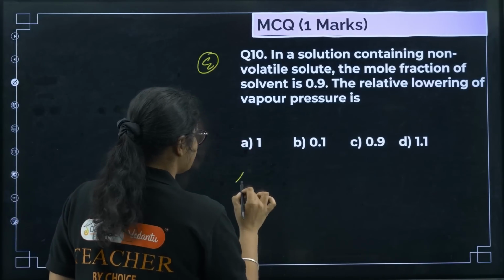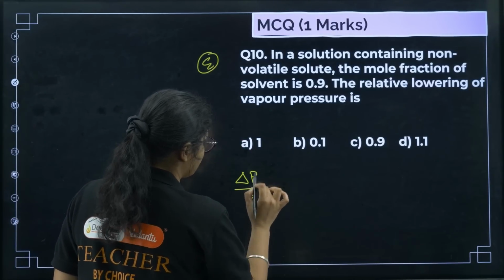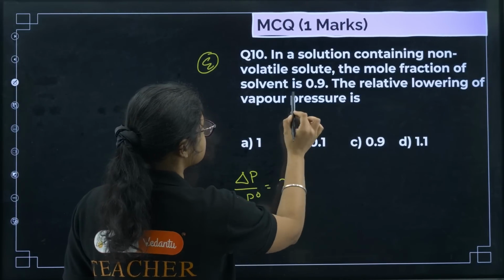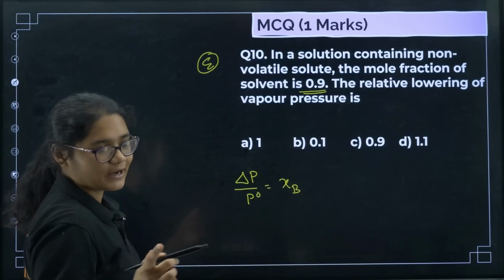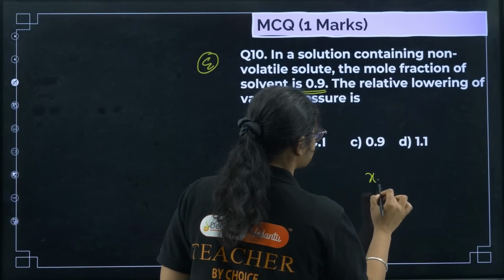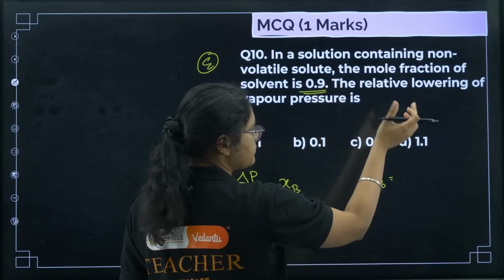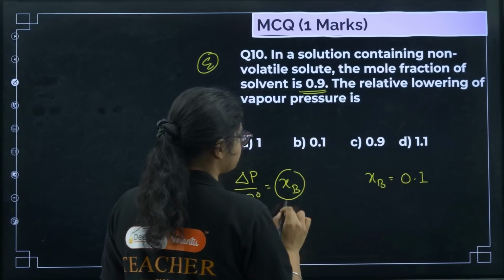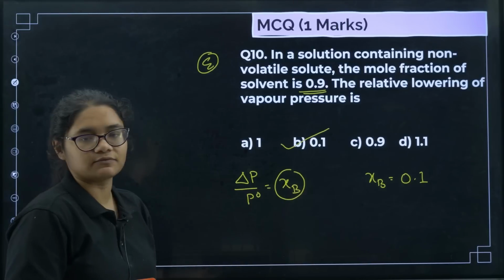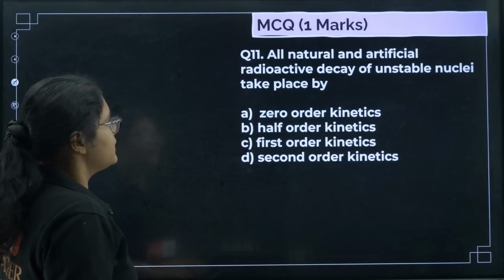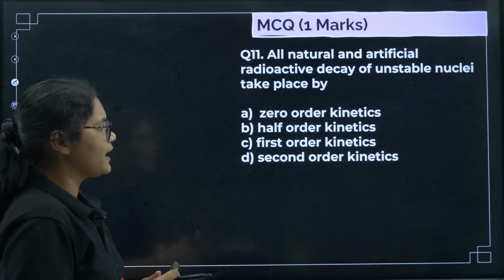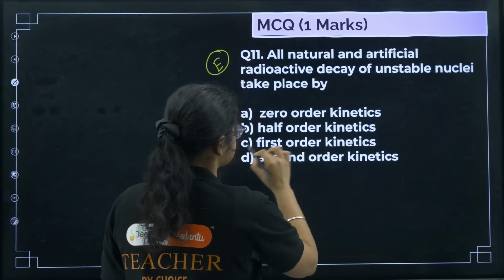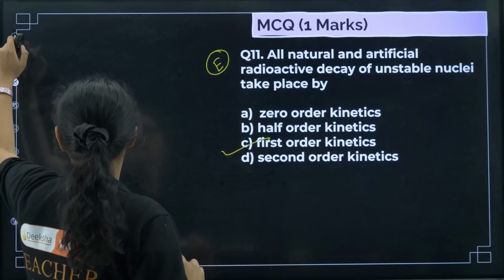So you know what is relative lowering of vapor pressure, delta P by P naught is equal to the mole fraction of the solute, right? Now here the mole fraction of the solvent is given as 0.9. That means what is the mole fraction of the solute? You know mole fraction of solute plus solvent is 1. So if it is 0.9, this is 0.1. So relative lowering of vapor pressure will be 0.1. Next, all natural and artificial radioactive decay of unstable nuclei takes place by. Easy question again. You know this is first order kinetics.